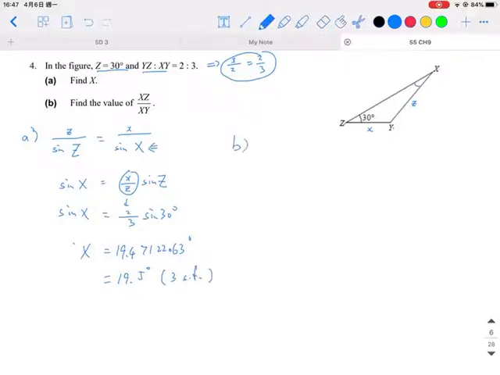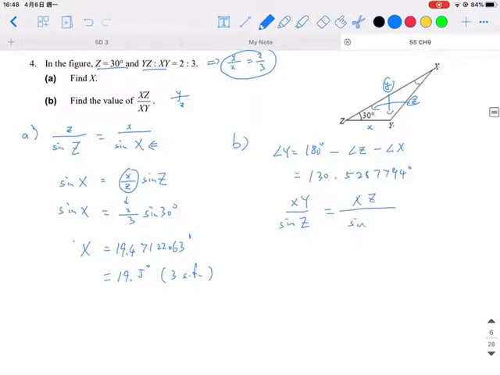And for part B, find XZ over XY, that means the ratio of these two sides, where XZ is the small letter y, and XY is the small letter z. First of all, we need to calculate the angle Y. Angle Y is equal to 180 degrees minus angle Z and angle X, which is equal to 130 something. Then we can apply the pair: y to angle Y, and z to angle Z. So I can write down XY over sine Z, because XY is small letter z, and XZ over sine Y.